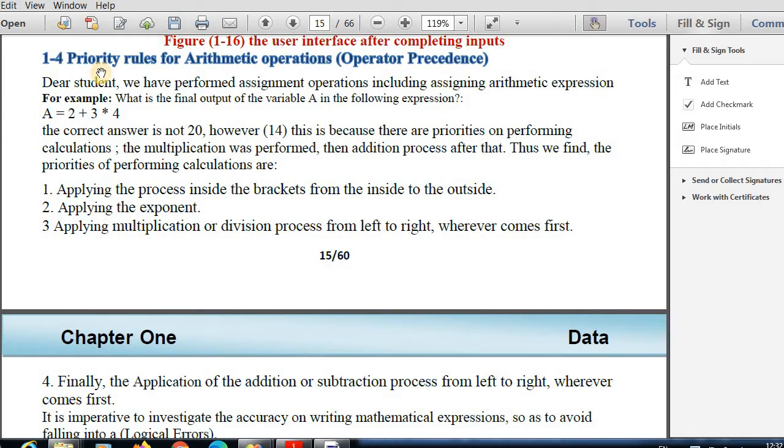Let's start our lesson talking about the priority rules of the arithmetic operations. If we have an equation like this, what is the priority to start with? Which is addition, subtraction, multiply, and divide? The priority is to start with the brackets, then power if we have it in the equation, or exponent, and then multiplication or division, which is on the left side, from left to right, whichever comes first.